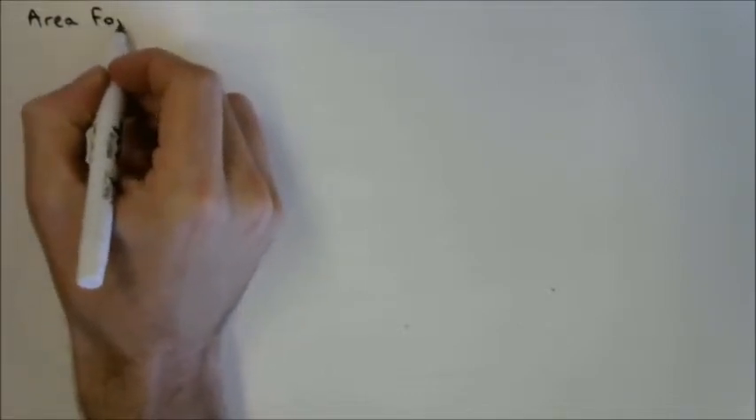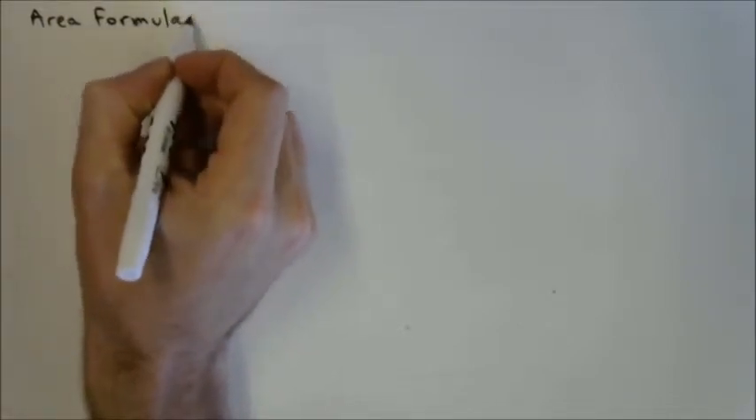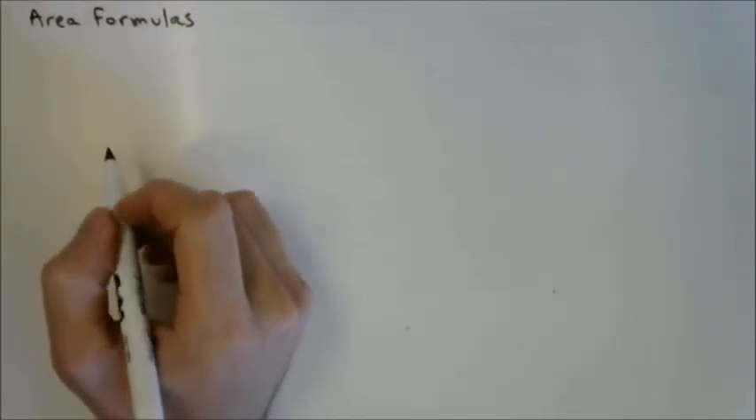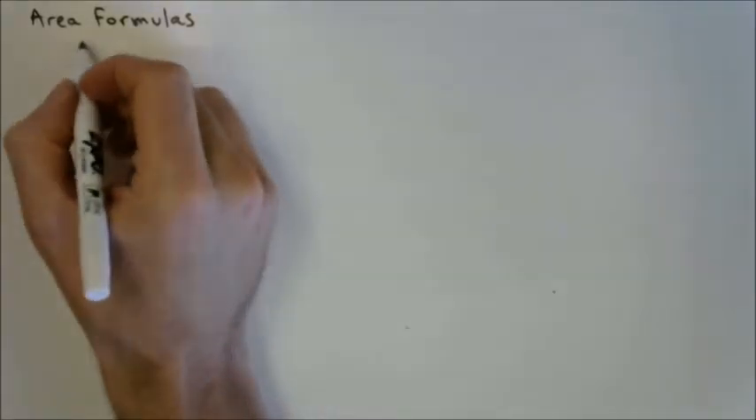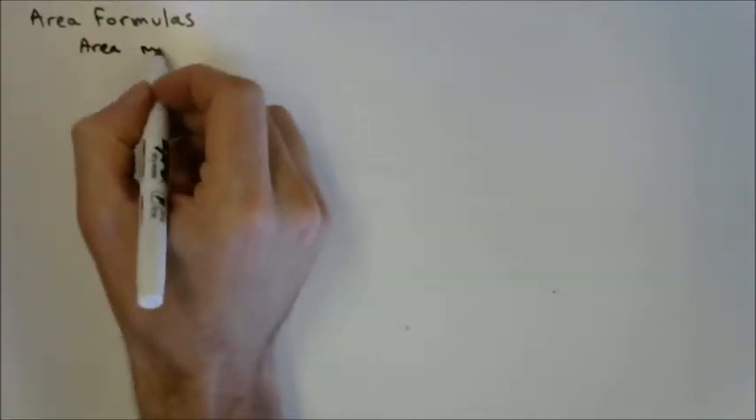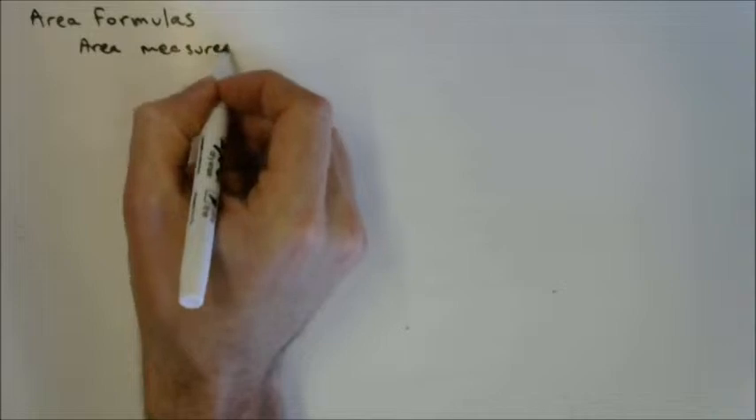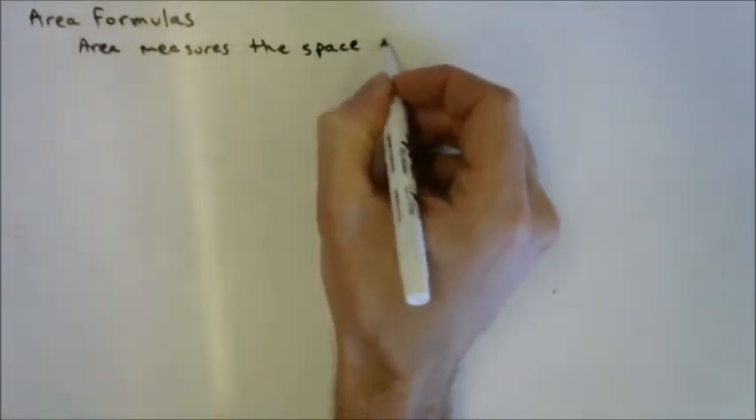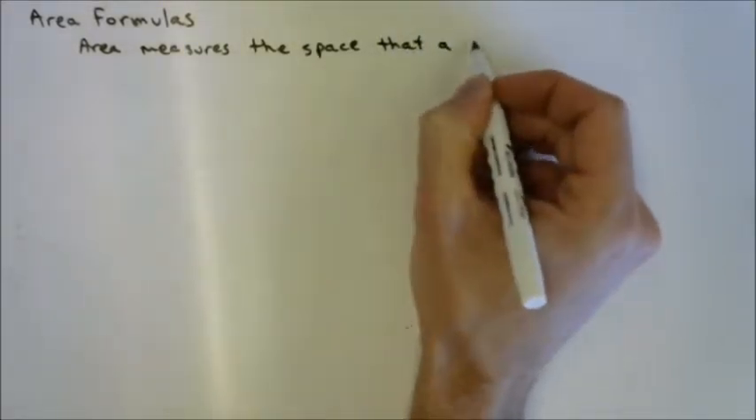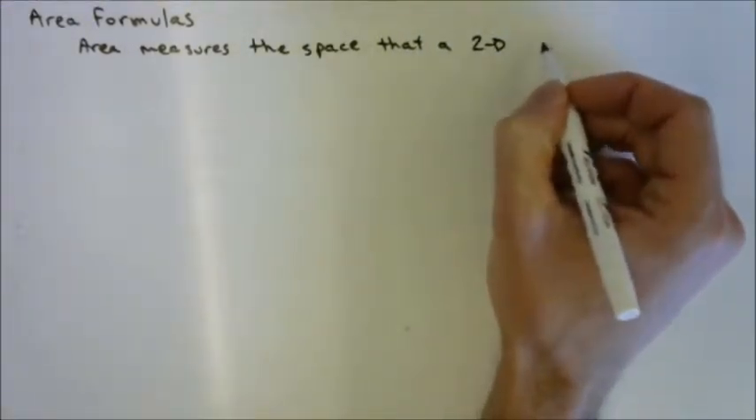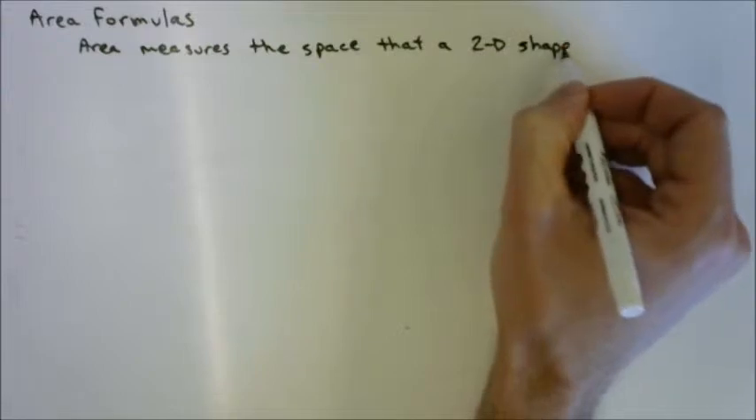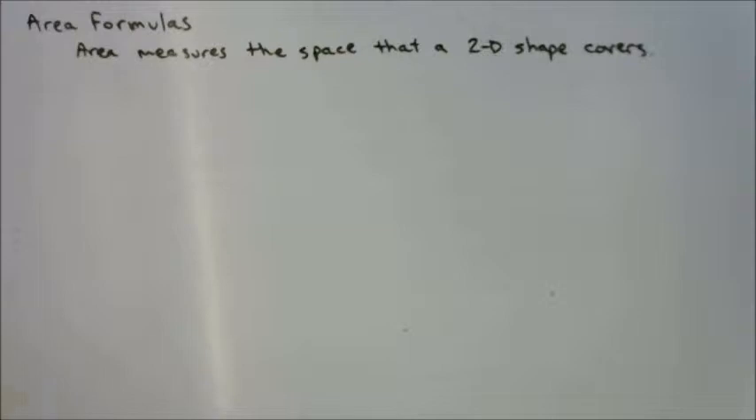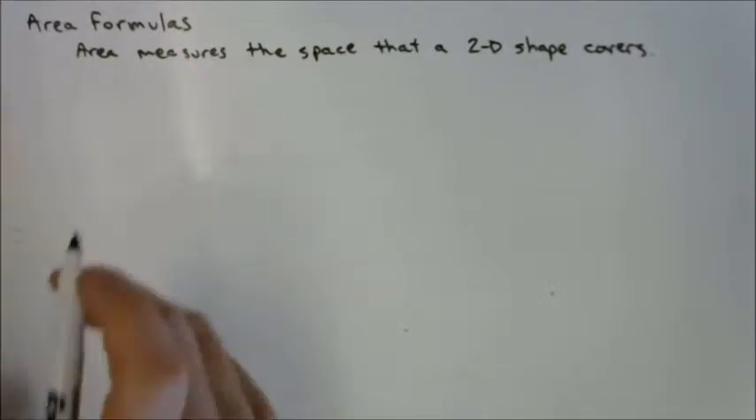Area formulas. And we're just going to jot down a bunch. So area is the space that a shape takes up. Okay? So area measures the space that a 2D shape or figure covers. Area is a measure of the space that a 2D shape covers.